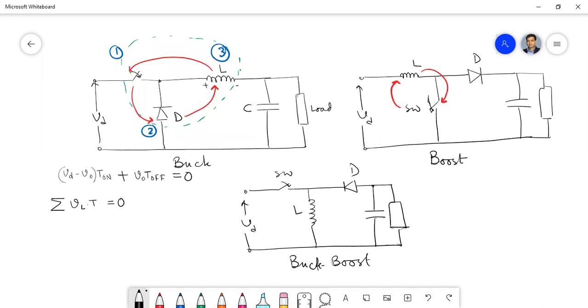In the second case, what was the equation? It is Vd into T on minus V0 minus Vd into T off equals zero. And the last one is Vd into T on plus V0 into T off equals zero.